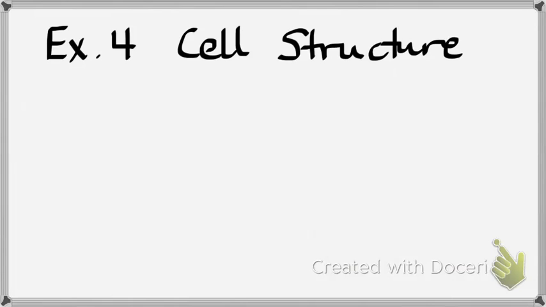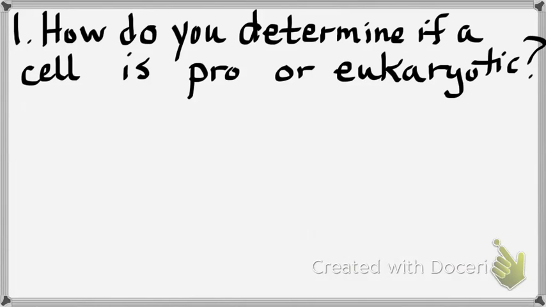Okay, cell structure. Let's move ahead. Would you open your lab manual to page 40 and 41 and lay it out flat so you can see both pages at the same time? Number 1, how do you determine if a cell is pro or eukaryotic? What do you look for?